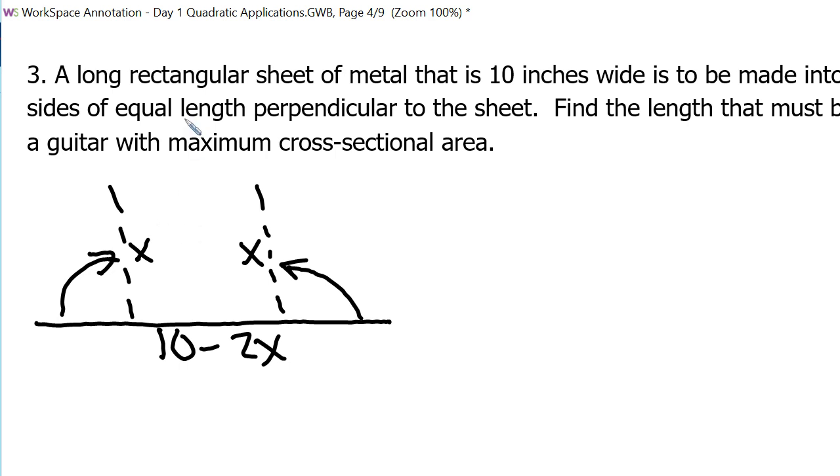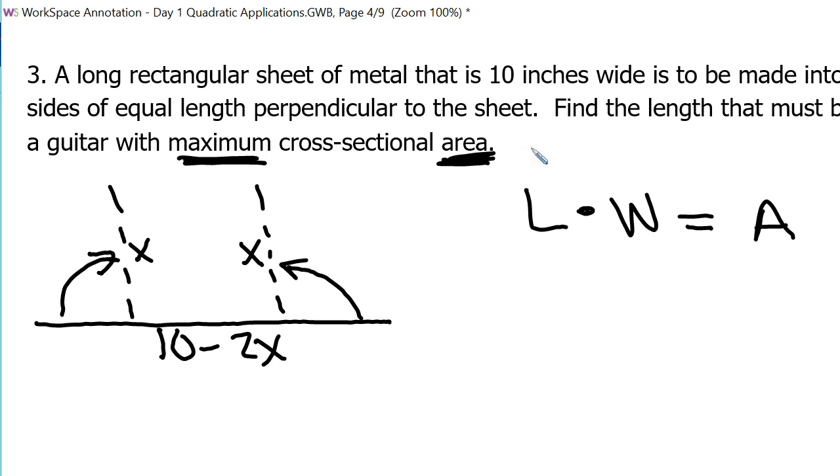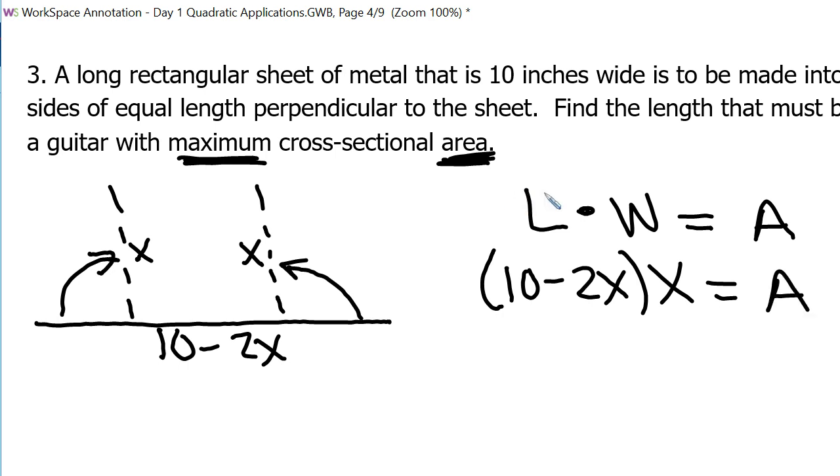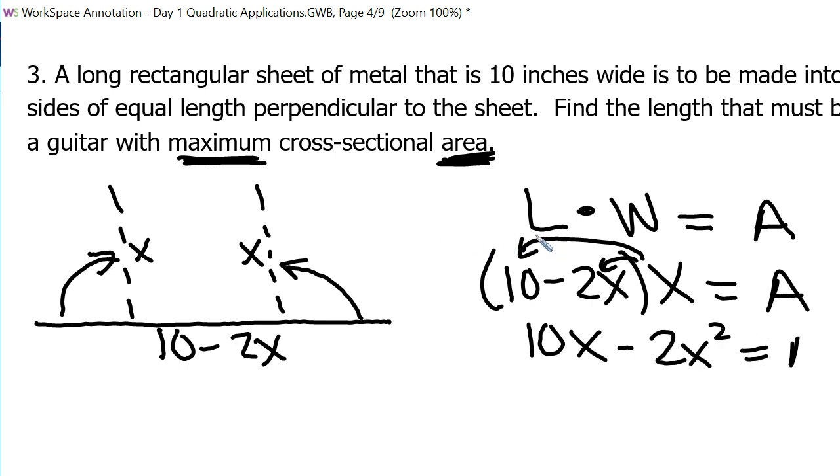Now again, we're still trying to find the maximum area. So again, how do you find area? Length times width equals area. So what do I put for the length? 10 minus 2x. What do I put for the width? X. What do I do next? Distribute. So distribute that x, what does that give us? 10x minus 2x squared equals area.